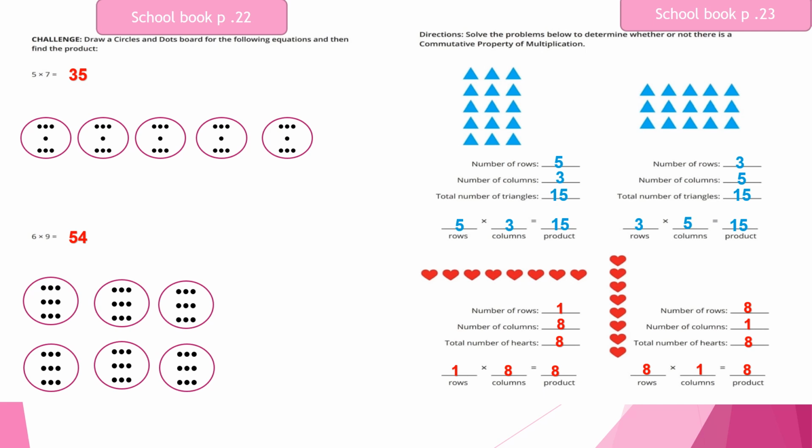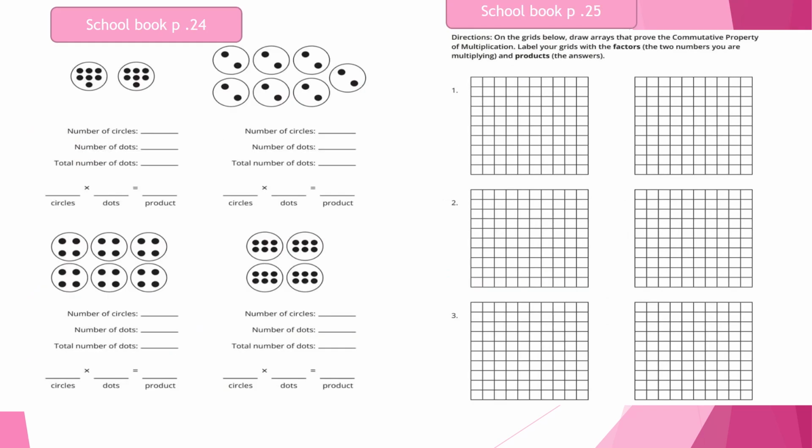This is commutative. We have 2 groups. Each group has 7 dots. So how many circles do we have? 2 circles. Inside each circle we have 7 dots. So for the total number of dots, we will multiply them together, dots and circles. So 2 times 7 equals 14.